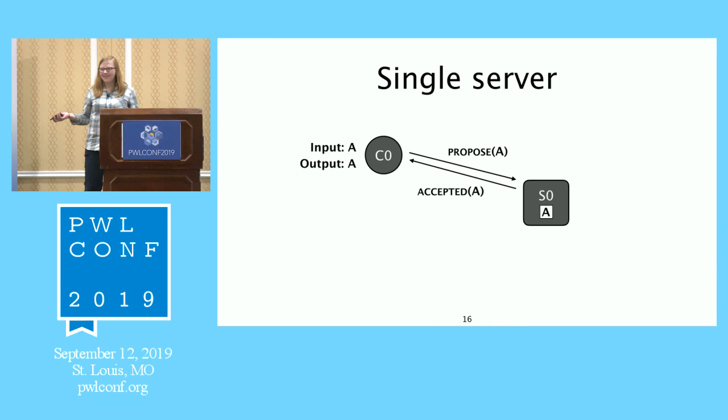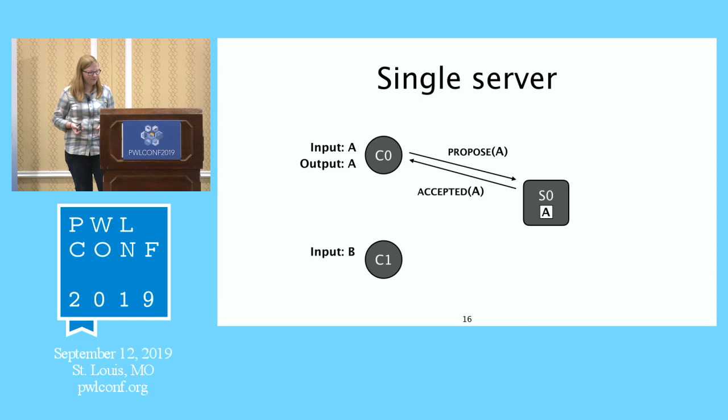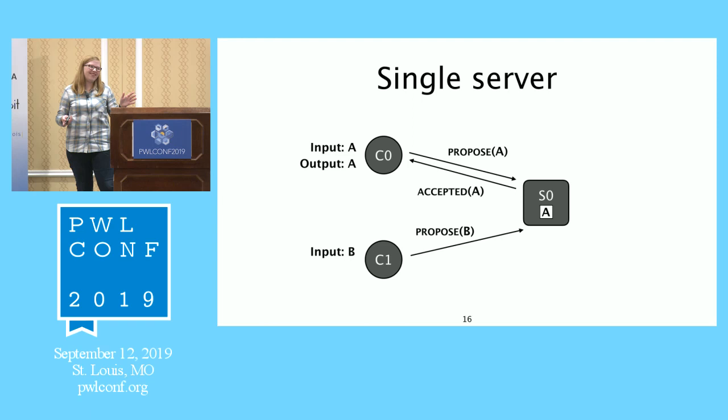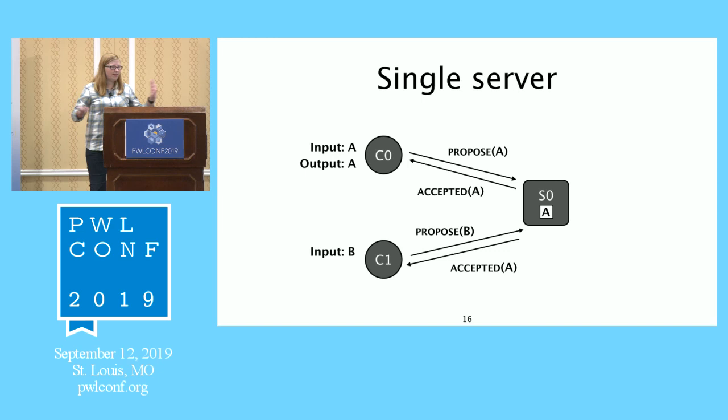Another client comes along. This time, input value B, conflict. And so the client's going to send the message to the server and say, I propose B. And the server's like, nah, we already reached consensus. For safety, we can only decide one value. So I'm going to tell you I already accepted A. I'm going to tell you about what happened. So the client learns the decided value was A.